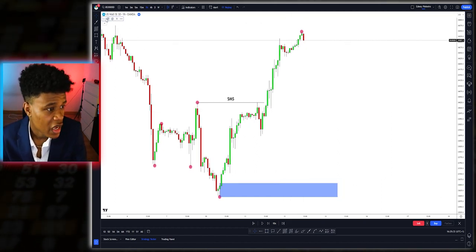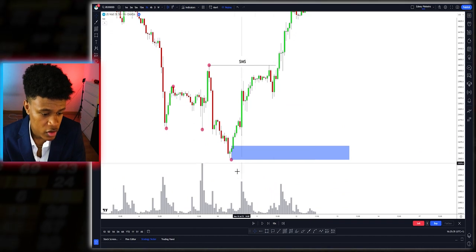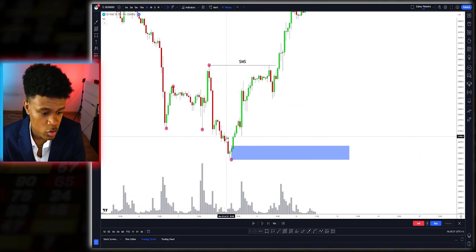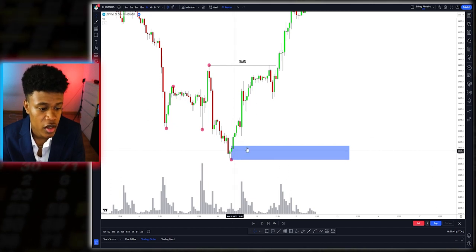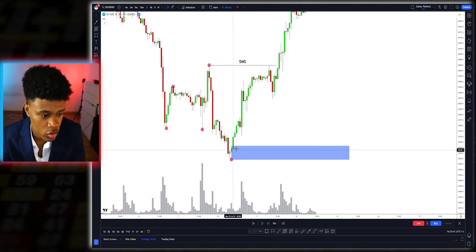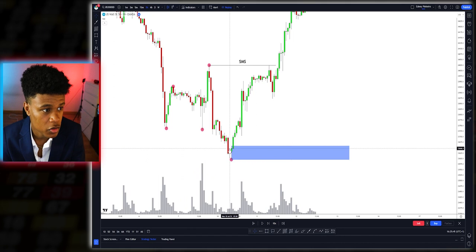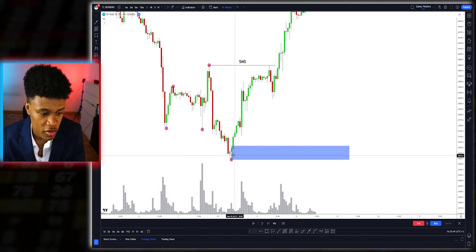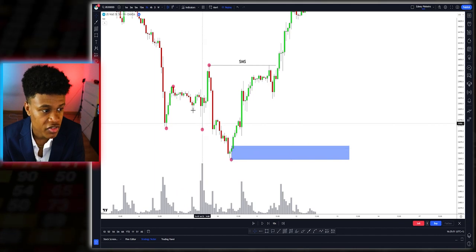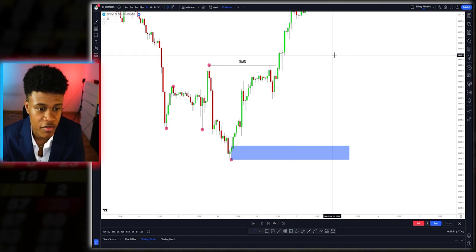And I could actually check if volume increased, to see if this was a liquidity grab or stop hunt. But as you guys can see clearly here, it's not a liquidity grab or stop hunt, because the liquidity right here was just normal liquidity, nothing different. The volume was just normal volume, the average one.